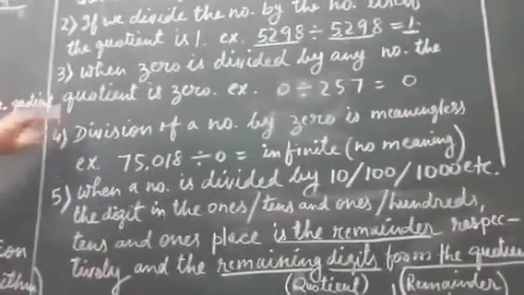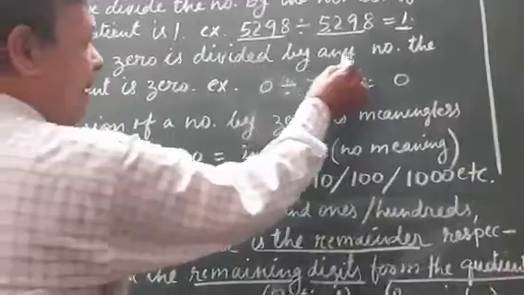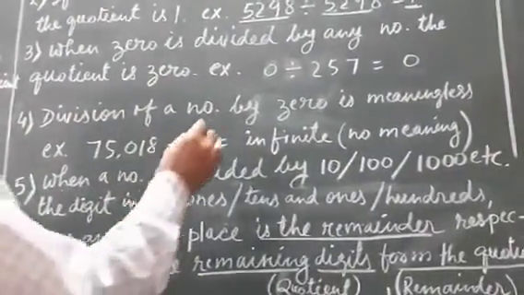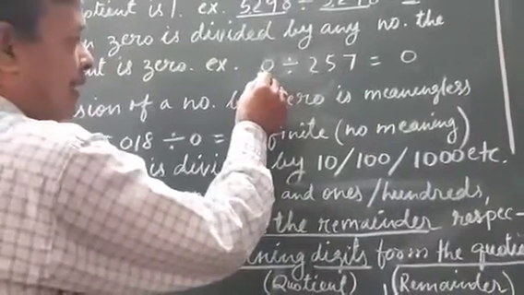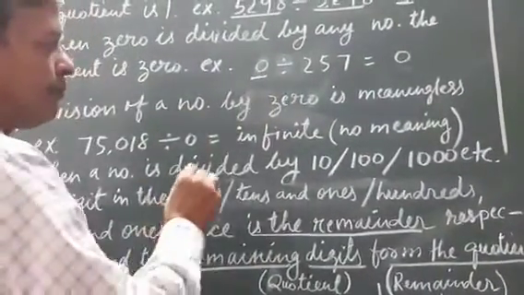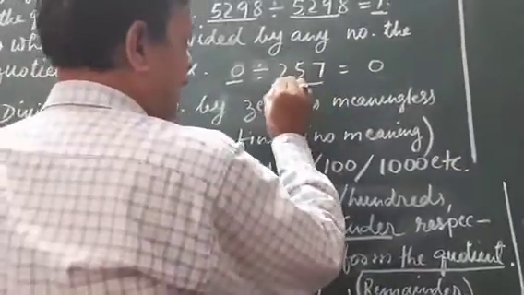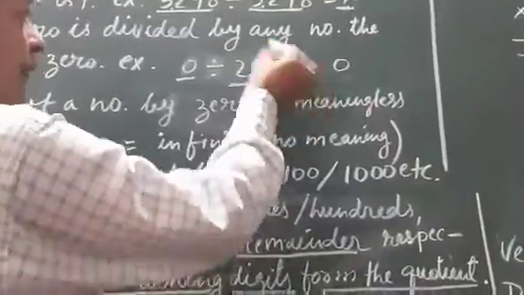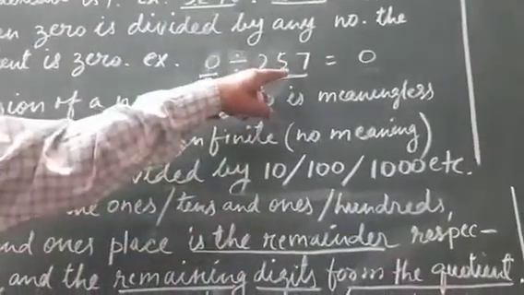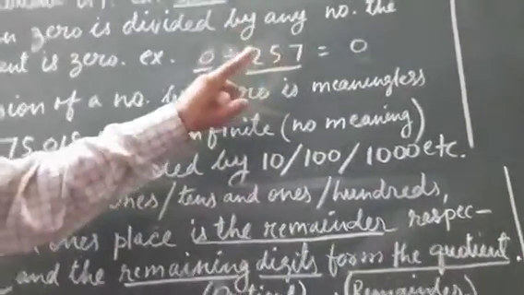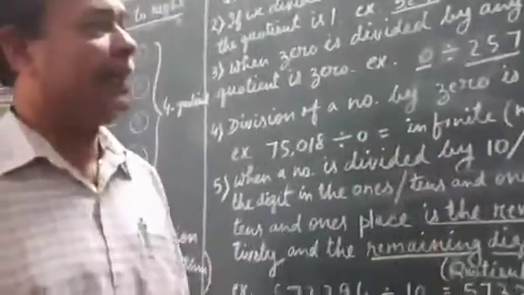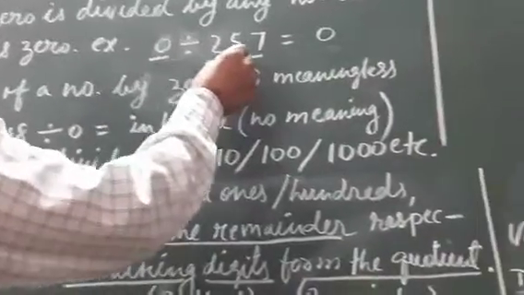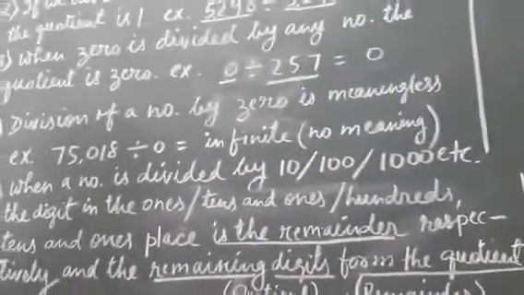Property 3 is, when 0 is divided by any number, the quotient is 0. Children, this is 0 and this is the dividend. The divisor is a non-zero number. It is 257. This divisor can be any number containing 2, 3, 4 or any number of digits. So if 0 is divided by a number, the quotient will be 0.